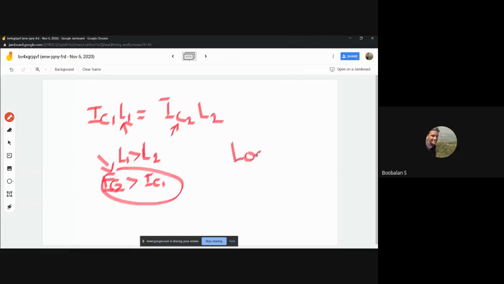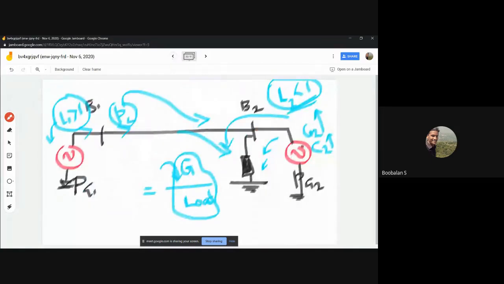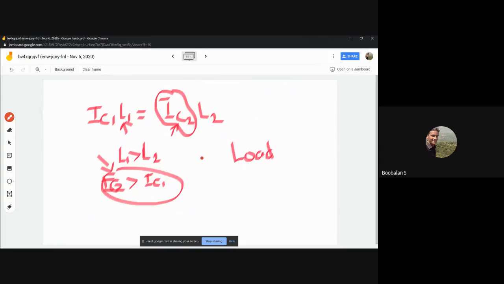It will be very easy to understand. IC2 is high because it is nearest to my load. That's why it is going to share more load, which means it is going to generate much more power. Generating much more power means more coal is being fired, so the incremental cost is also high, right?